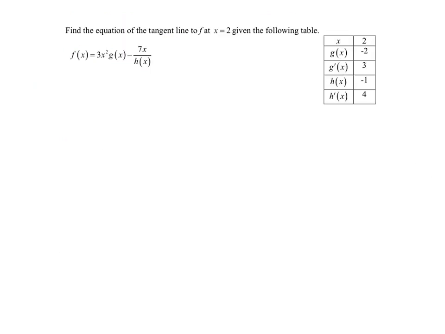All right, a couple more tonight. Find the equation of the tangent line at x equals 2 given the following table. All right, so again, I see the word line, I need an x, I need a y, and I need a slope. So let's do the non-calculus part first. I need the y value. So I'm going to substitute 2 into every x.